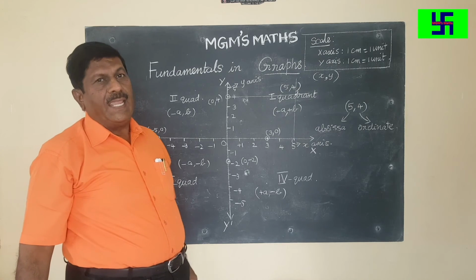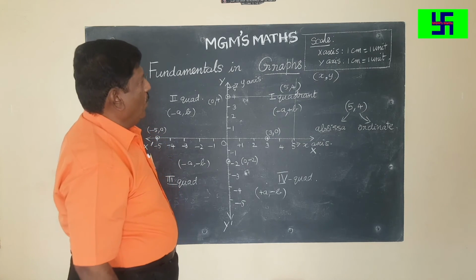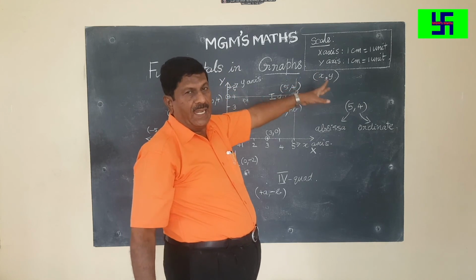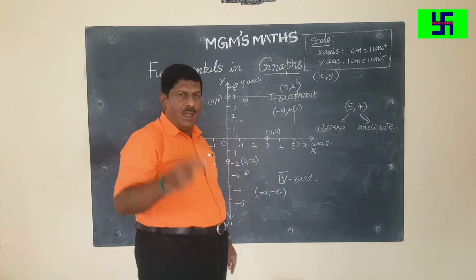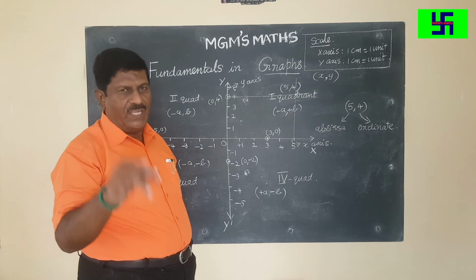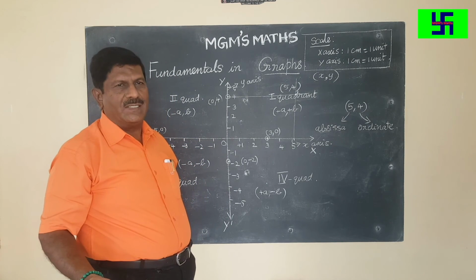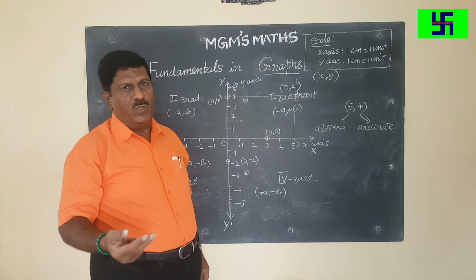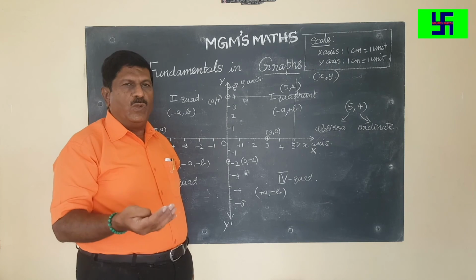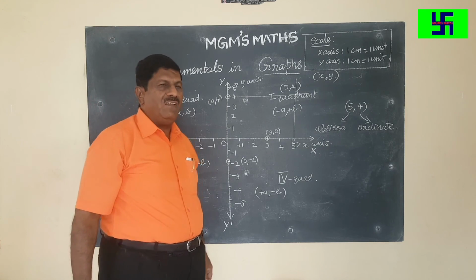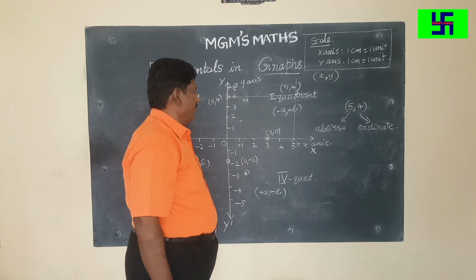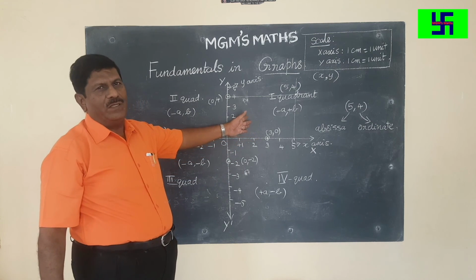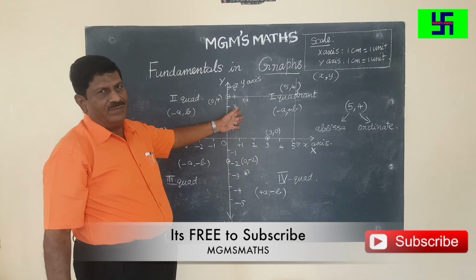When you take the scale, be careful. 1 centimeter in x-axis or y-axis can be taken as 1 unit or 2 units or 5 units or 10 units. If you take 1 centimeter equal to 3 units or 4 units or 7 units, you may find it difficult to plot the points. My dear, that's all. These are the basics required for drawing the graph.